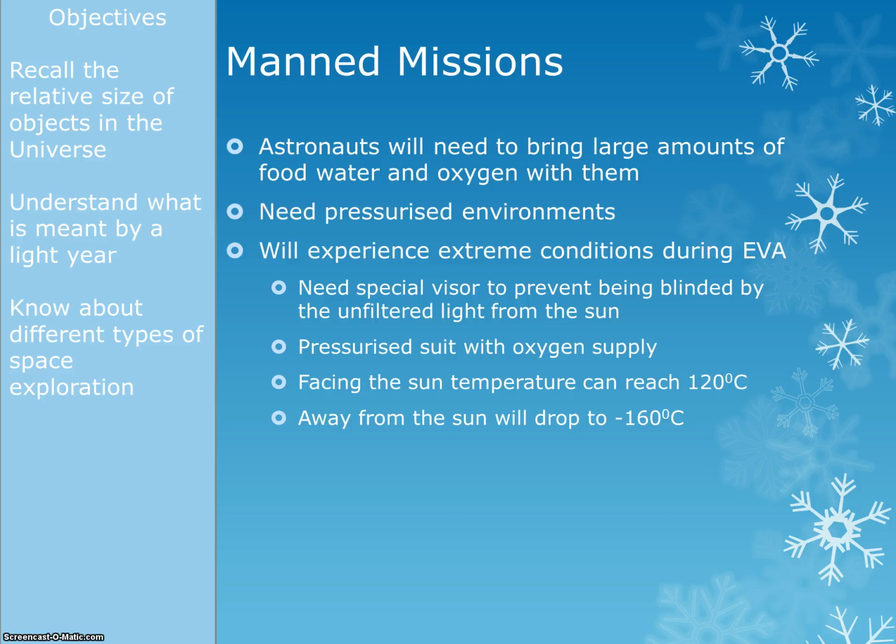I mean, our atmosphere filters out a lot of the dangerous stuff, but if they are just in space, they've got no protection. So they need to have pressurised suits with oxygen supplies. The suits need to be able to cope with temperatures from 120 to minus 160 degrees. Because if you're facing the sun, it's really hot. If you're away from the sun, it is really, really cold. So there are lots of technical difficulties with keeping people safe if we send them into space.